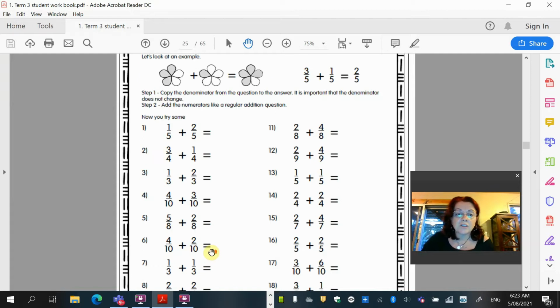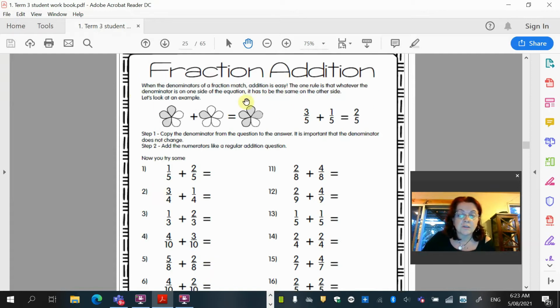So that's that page, and you can have a look at the little explanation at the top. When the denominator of a fraction matches, addition's easy. The one rule is that whatever the denominator is on one side of the equation, it has to be the same on the other side of the equation. And they give you an example.